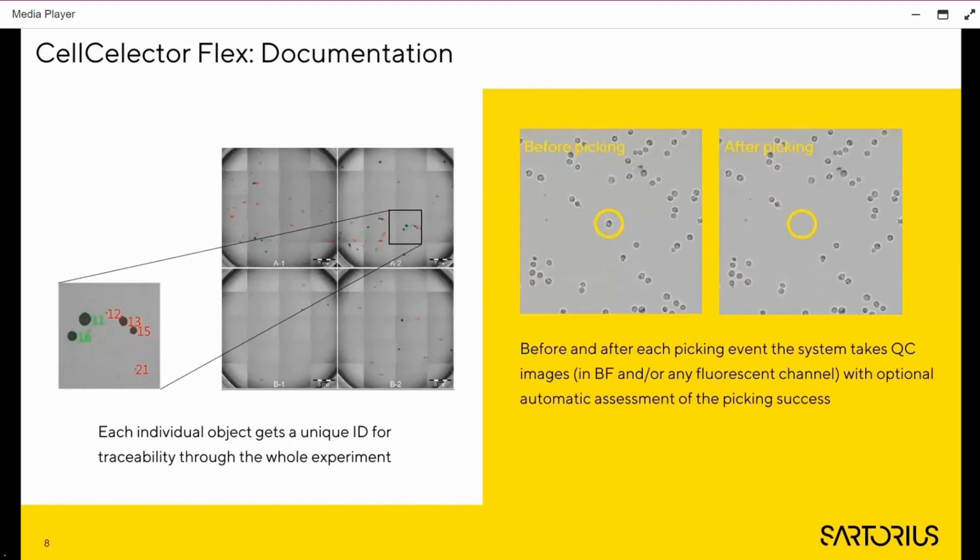All of the objects identified in the analysis step have a unique ID assigned throughout the experiment and can be easily traced. Before and after picking images ensure that you have picked the cells of interest and nothing more, nothing less. Optionally, automatic assessment of picking success is also available.